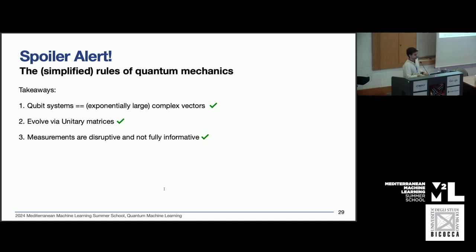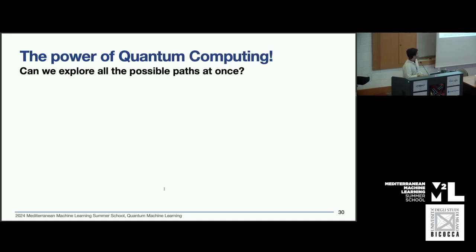Cool. So we said the basic stuff. Now, I want to bust one myth. You usually hear that quantum computing is powerful because you can explore all the paths at once. You have this exponentially large space, and you can search in parallel through all the solutions and find the correct one. Is this true? This is something that you hear a lot. Now that you know a bit about measurements, we can answer this question a bit better and bust this myth.